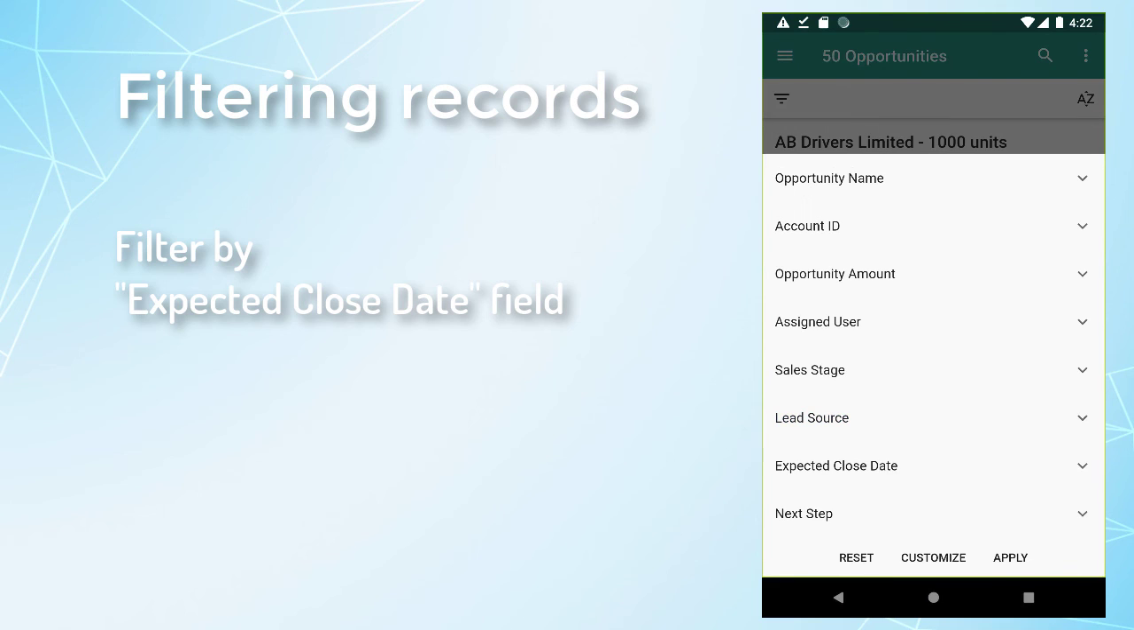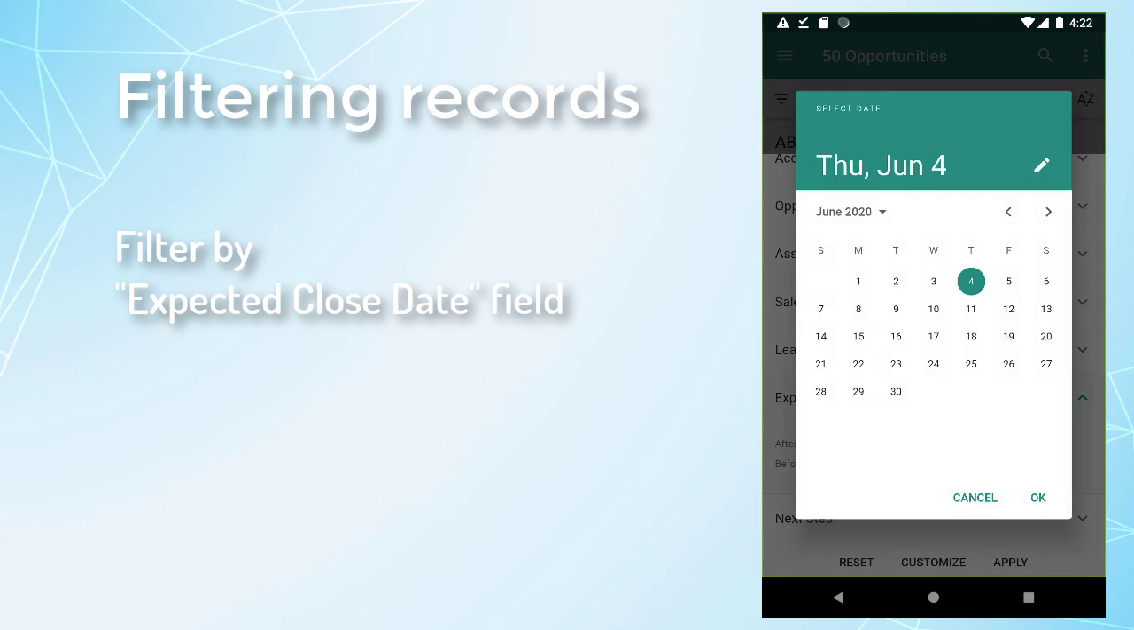Let us filter again by Expected Close Date field. You can pick the date on the calendar, like UI. It's very intuitive.